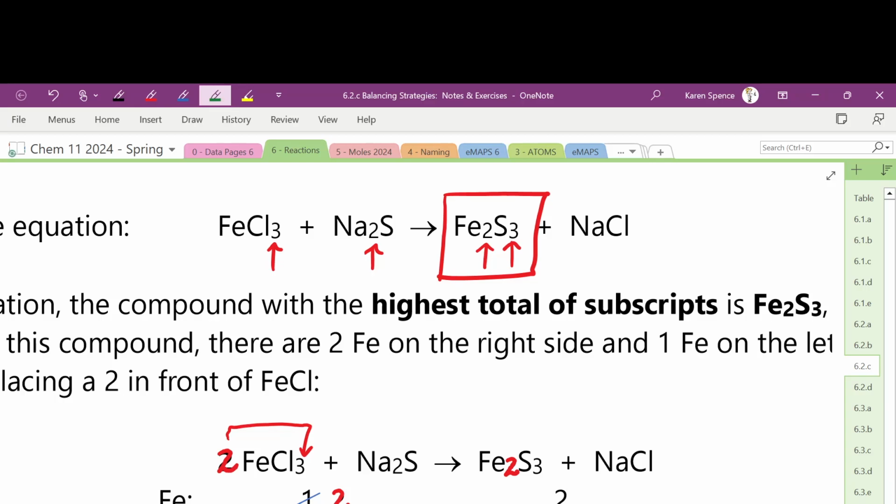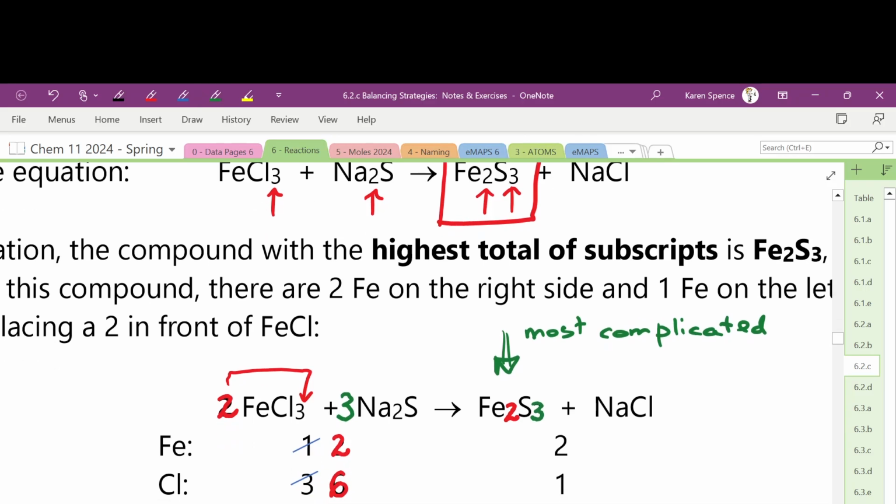Second thing we're going to do is we're still going to go back to our most complicated. And we're going to say, now I need to balance the other one. That's our S3. What coefficient would I need to put where to get 3 S's? 3 in front of the Na2S, absolutely. So now that changes our sulfur to 3, and our sodium becomes 3 times 2, which is 6.